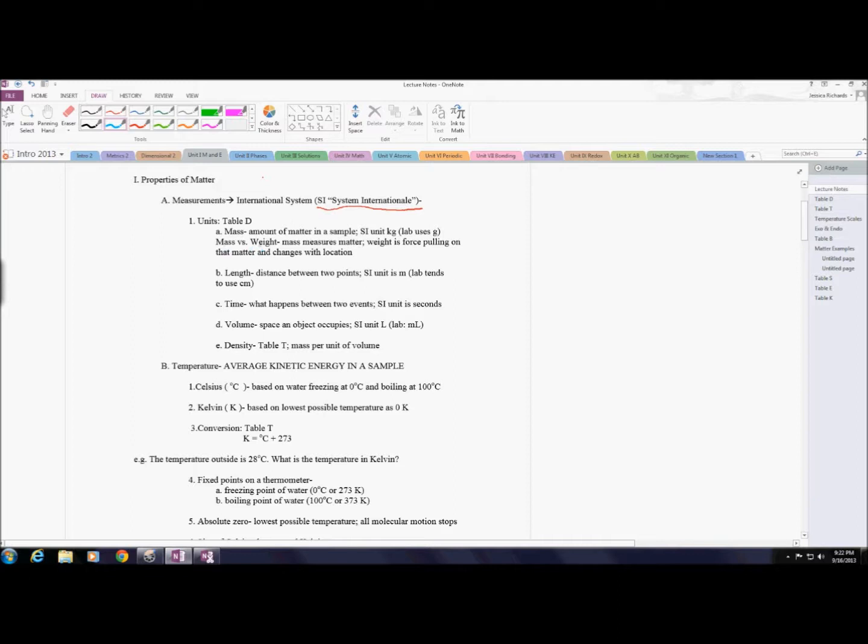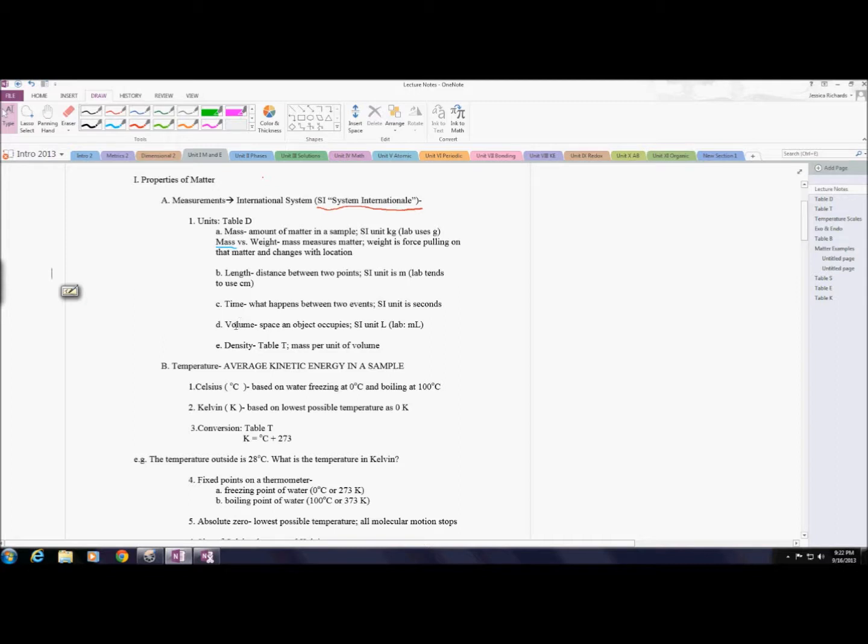You will see mass and weight kind of used interchangeably in chemistry, but next year when you take physics, you're going to have to make sure you get it right. Length, the difference between 2 points. Time, what happens between two events. Time's kind of hard to define, but that's typically how they try to define it.